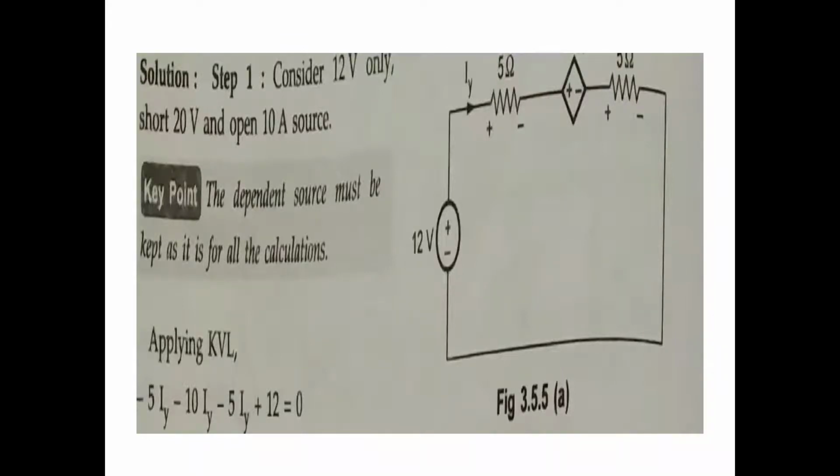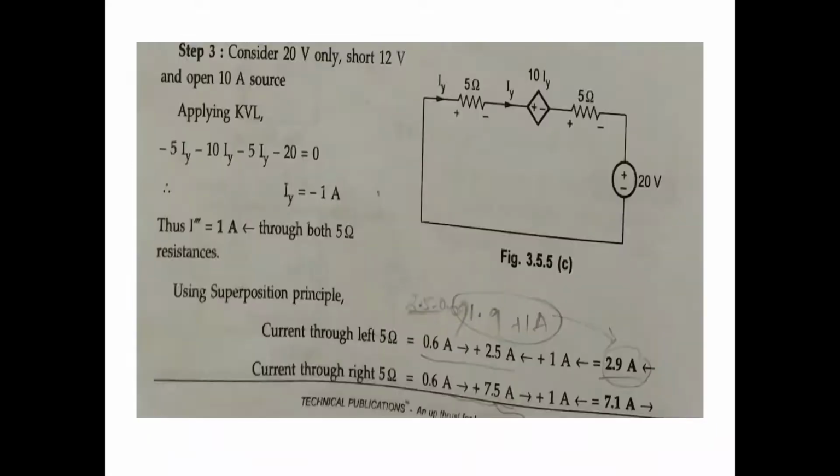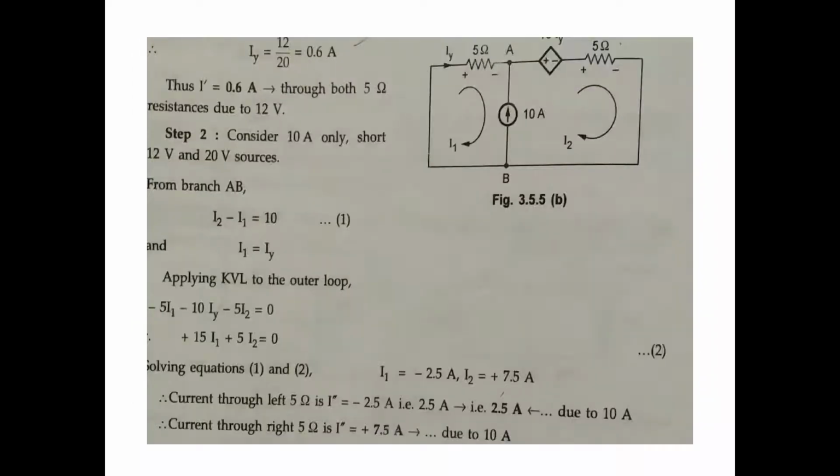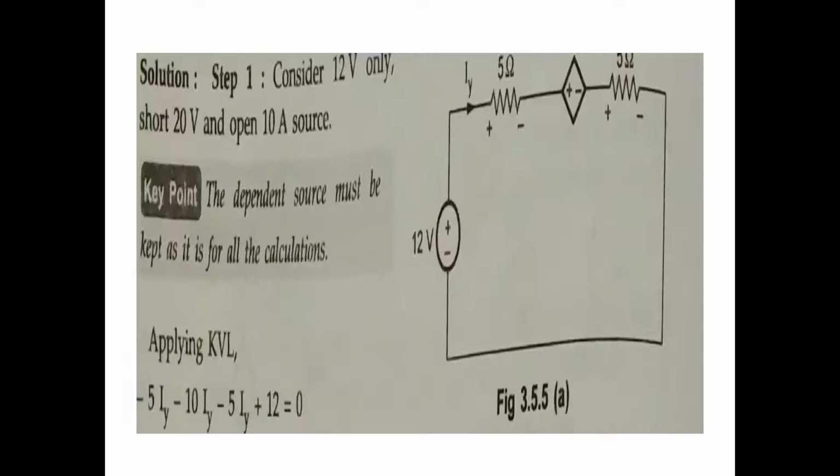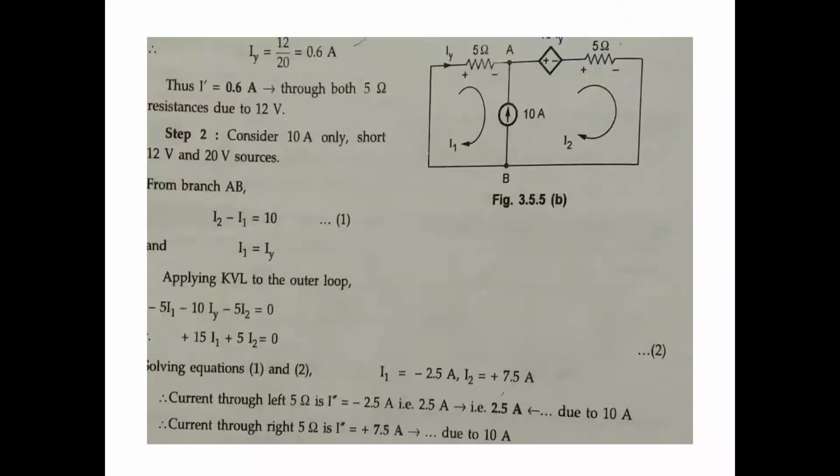Just applying KVL: plus 2 minus 5 minus 5IY, plus 2 minus 10 minus 10IY, plus 2 minus 5IY plus 12 equal to 0. Equation number 1. Just simplify: 20 I1 equal to minus 12, so I1 is 12 by 20, that is 0.6 amps. Thus I1 dash is 0.6 amps through the 5 ohm resistance due to the 12 volts.